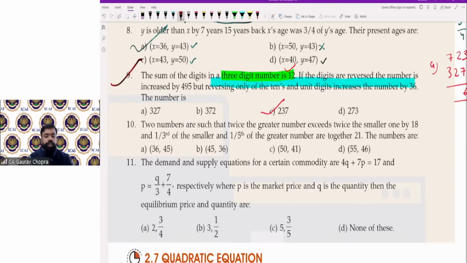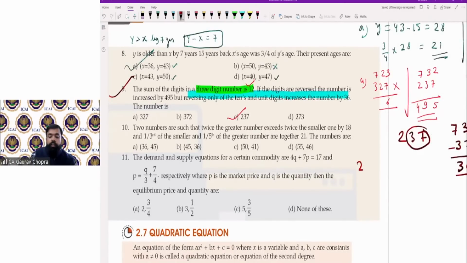Now comes the 10th one. Two numbers are such that twice the greater number exceeds twice the smaller one by 18. Twice of greater minus twice of smaller is 18. Or you can take 2 as common. So greater minus smaller, the difference should be 9.